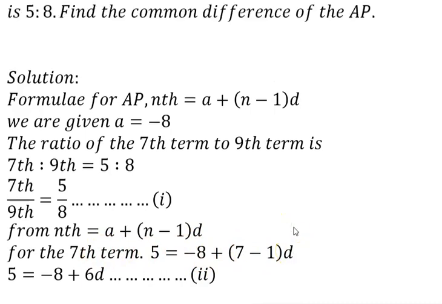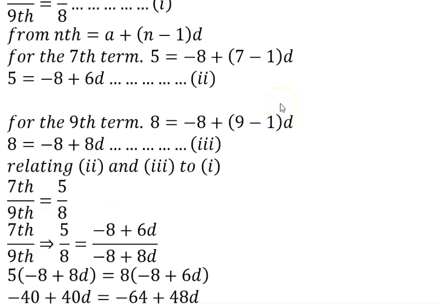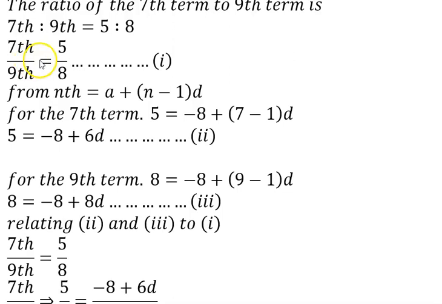Don't forget, the question says we should look for what? The common difference, which is d. So that's what we are looking for. Now, 7 minus 1 will give you 6. 6 times d will give you what? 6d. That is why we have 5 equals minus 8 plus 6d. So we'll call that one equation 2. We know our equation 1 already. That's the ratio format that was given here.